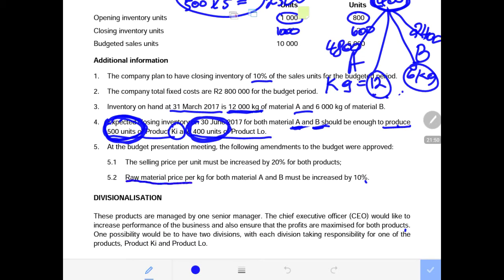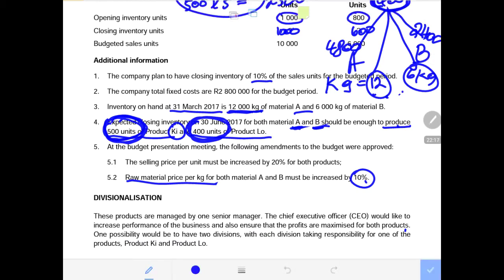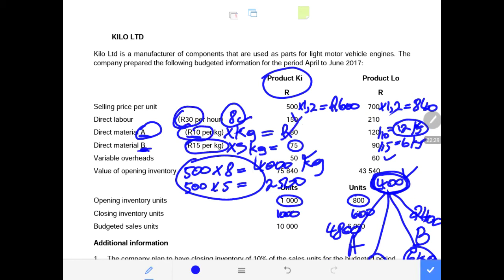Raw material price per kg. Take note, raw material price, not per unit, per kg. For both material A and B it must be increased by 10%. Now that means material A and material B cost per kg must increase by 10%. And I want to highlight the fact that it is the price per kg, not the price per unit. Now that means we are increasing the price of the material per kg, not the price per unit. We are focusing on the price per kg.